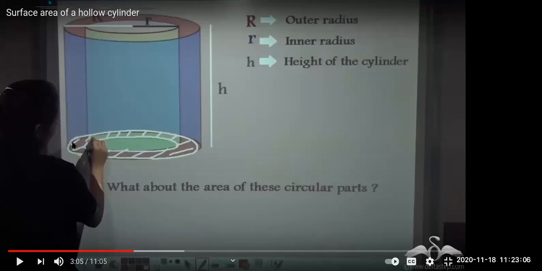It is in the shape of your tennikoit ring, which you play with. Correct. You will have one circular ring at the bottom and another circular ring at the top. So if I add these two circular rings to the inner curved surface and the outer curved surface, I will get the TSA of the hollow cylinder, which is what she is trying to show.